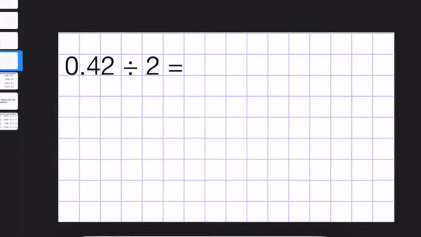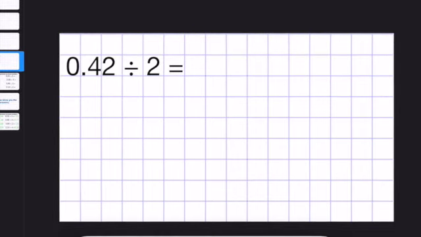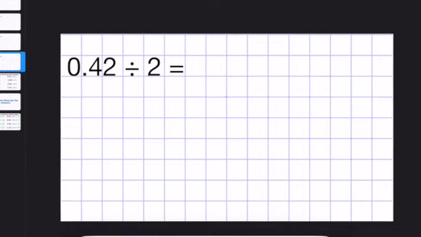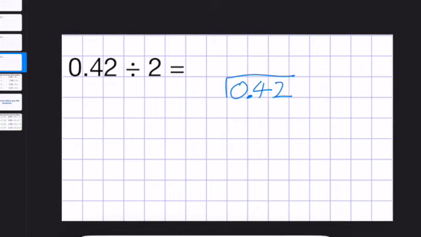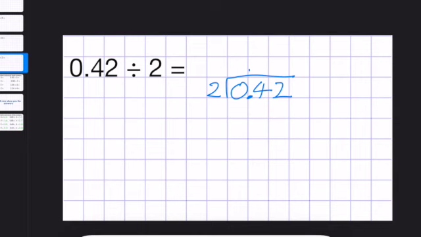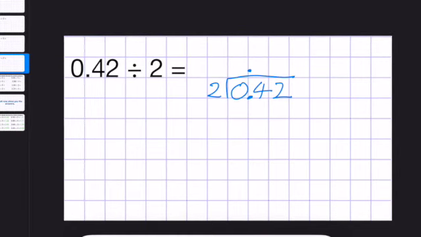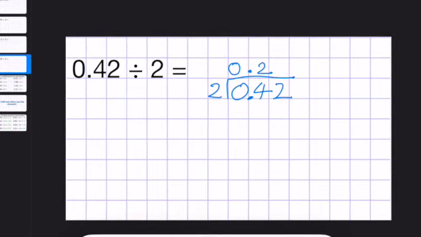Okay. 0.42 divided by 2. Have a go with the bus stop method and we'll go through it together. Alright, so 0.42, and we put our 2 here. So decimal point above. 2 goes into 0, 0 times. No remainder. 2 goes into 4, 2 times. And 2 goes into 2 1 time.